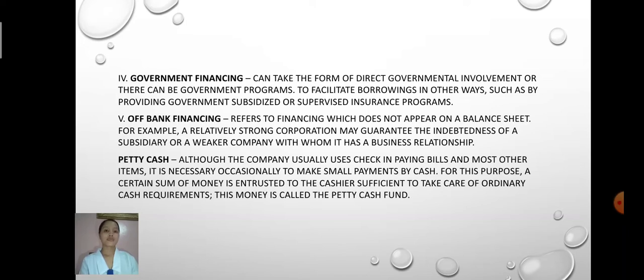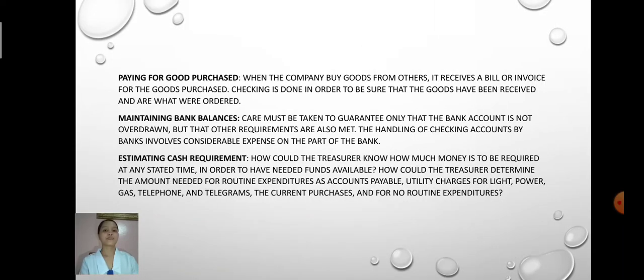Petty cash. Although the company usually uses checks in paying bills and most other items, it is necessary occasionally to make small payments by cash. For this purpose, a certain sum of money sufficient to take care of ordinary cash requirements is entrusted to the cashier. This money is called the petty cash fund.